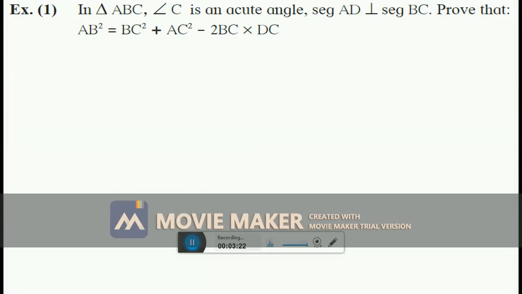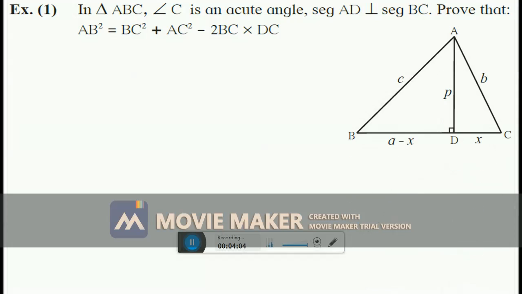We will see the applications of Pythagoras theorem by example. First, in triangle ABC, angle C is an acute angle. What do you mean by an acute angle? It means less than 90 degrees. The angle which is less than 90 degrees is known as an acute angle. And segment AD is perpendicular to segment BC. Prove that AB square equals BC square plus AC square minus 2 BC into DC, when angle C is acute. We have to prove that AB square equals BC square plus AC square minus 2 BC into DC.